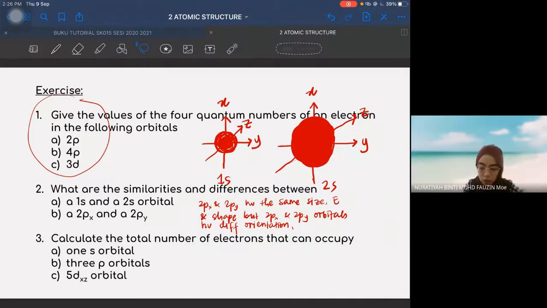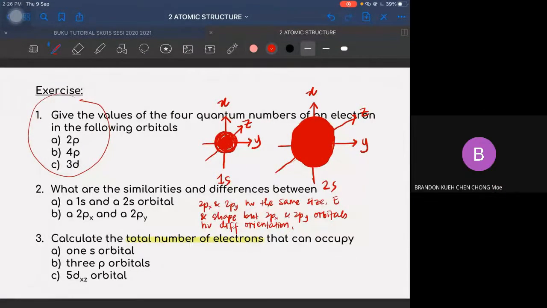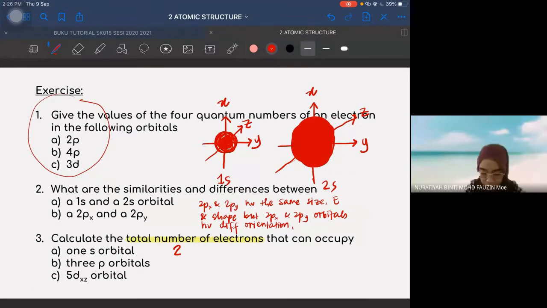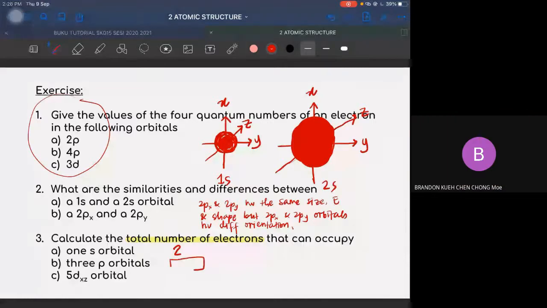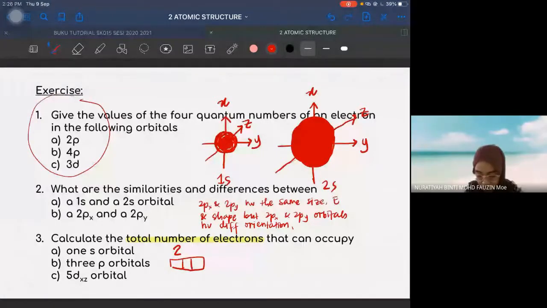Calculate the total number of electrons that can occupy one s orbital, 3p orbitals, and 5dxz orbital. Okay, this asks for the total number of electrons that can occupy. Maksudnya dia nak maximum number of electrons. Dalam 1s orbital, awak ada berapa elektron? 2. Okay, good. 3p orbitals maksudnya awak ada 6.